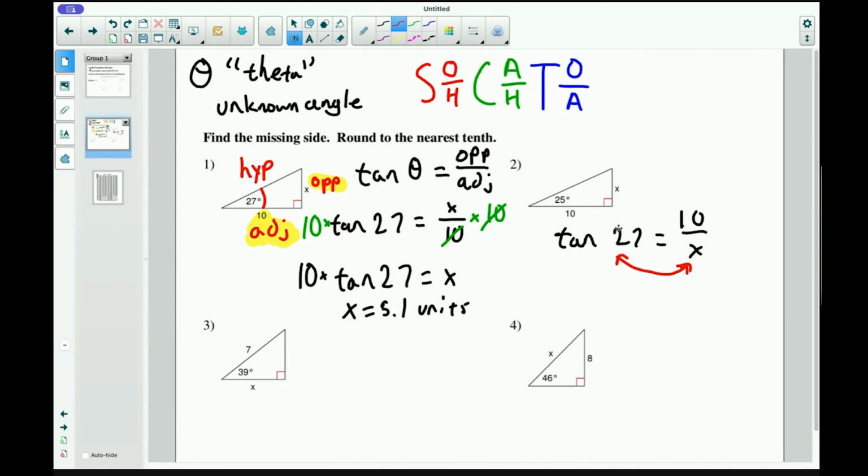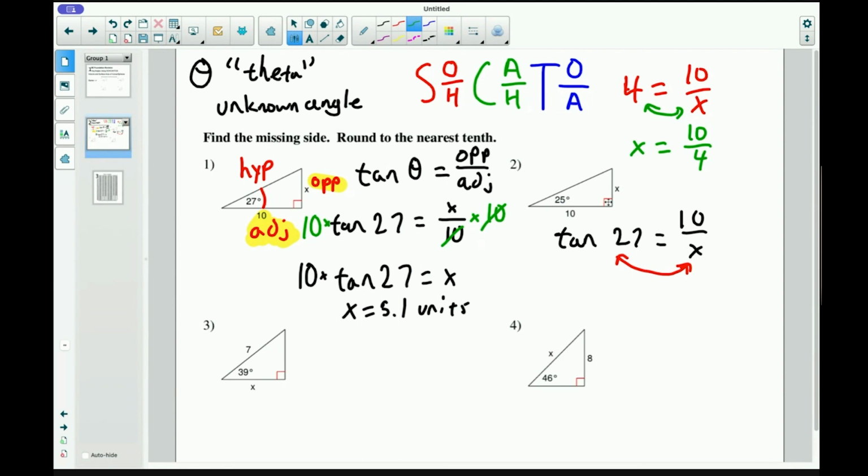The reason why we're allowed to do that is because tan 27, if I punch it into my calculator, we end up getting 0.5095. Tan 27 is a number. So let's say, for example, we had 4 is equal to 10 over x. Basically, I'm just swapping this 4 with this x, and I get x is equal to 10 over 4 instead. And that's perfectly valid.